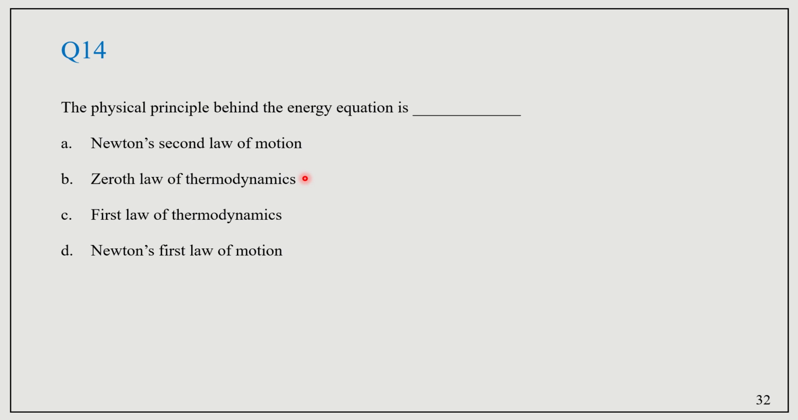So rate of change of temperature with respect to time plus rate of change due to the convective motion equal to the rate of change due to the diffusion, that is, the conductive heat transfer. That is what is given in the energy conservation equation. So it basically states the first law of thermodynamics only, that is, energy is conserved in the system. So option C is the right answer. Option C, first law of thermodynamics. The physical principle behind the energy equation is the first law of thermodynamics.